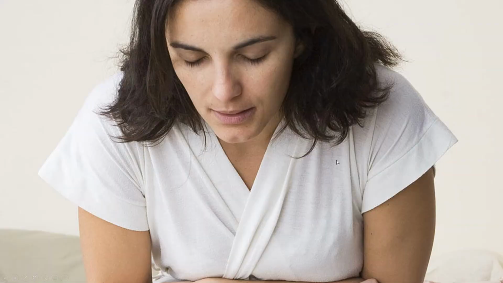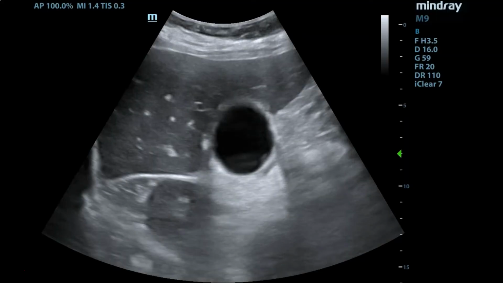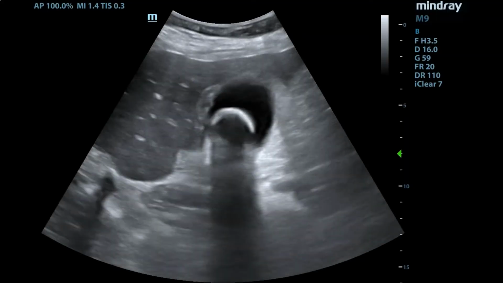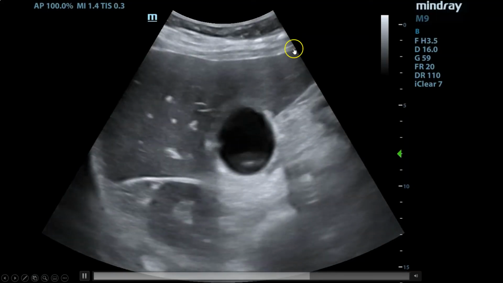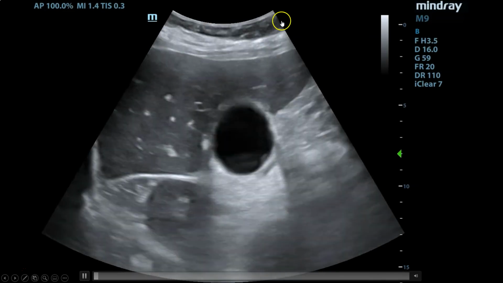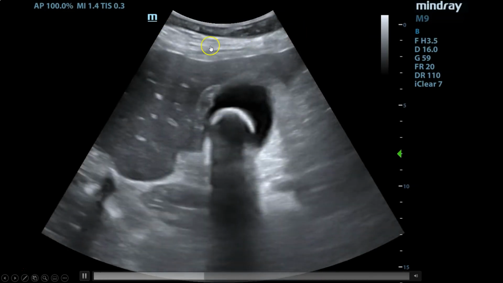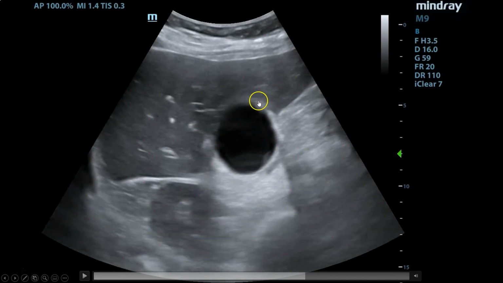Okay, moving on. Another woman comes in with severe abdominal pain. And you take a look, and you see the structure. So we'll walk through basic anatomy again. Skin, subcutaneous tissue, some muscle there, the liver there.